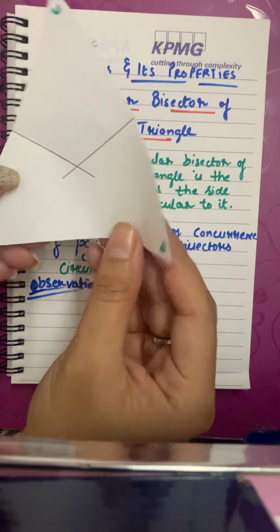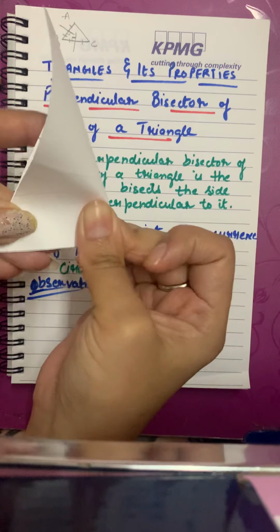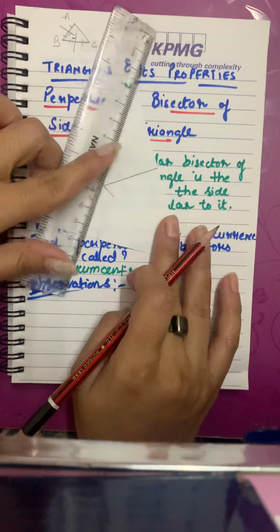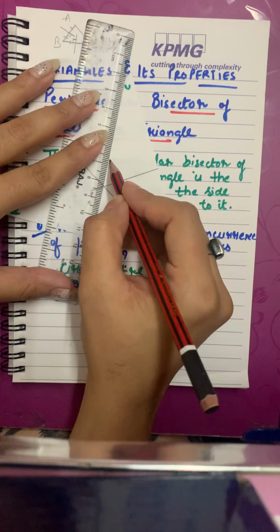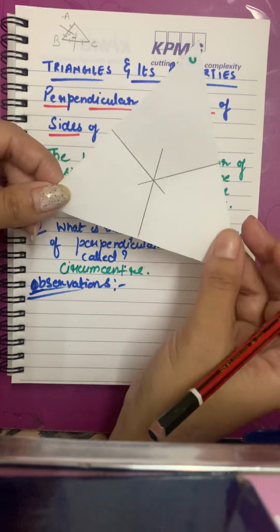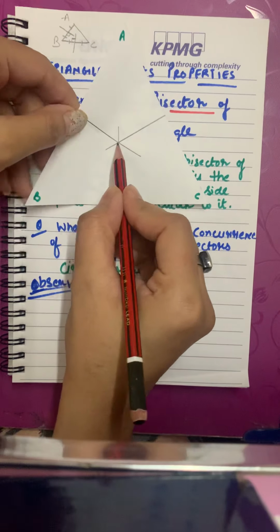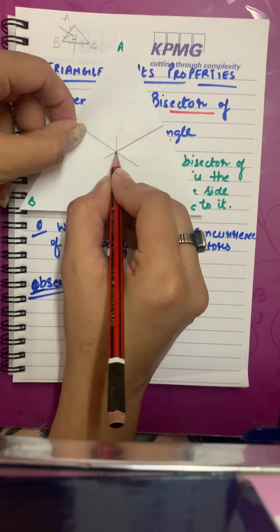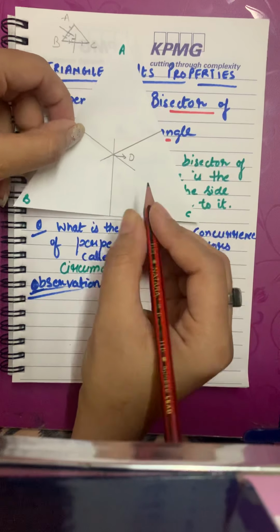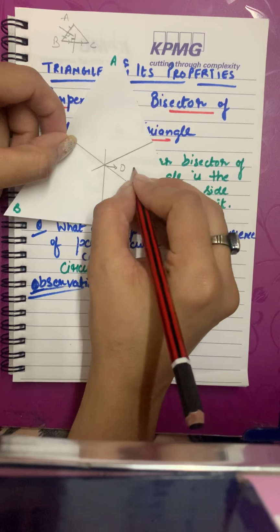Again, same paper folding technique. I'll overlap A and B. I'll make a crease. This crease is the midpoint of AB. You can now observe that all three perpendicular bisectors are meeting at a point. This is called the point of concurrence. I am naming this point of concurrence as O here, and this point of concurrence, as I told you earlier, is called the circumcenter.